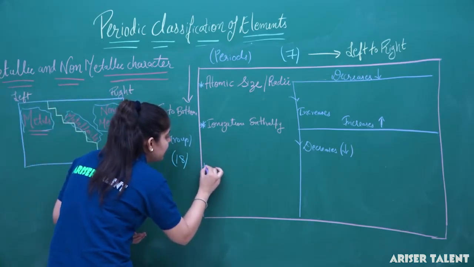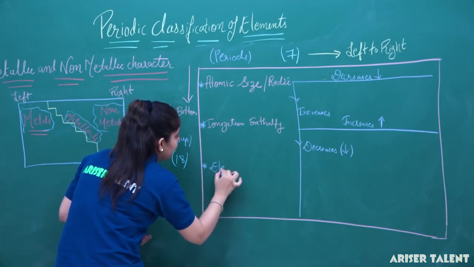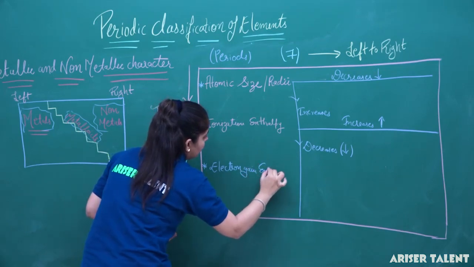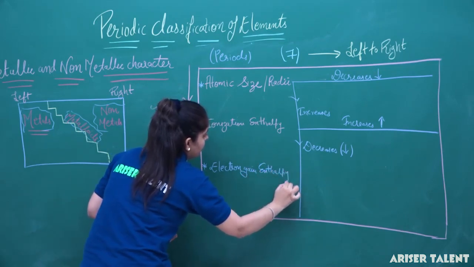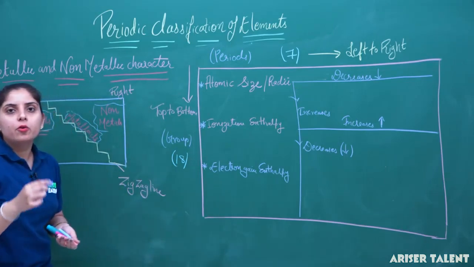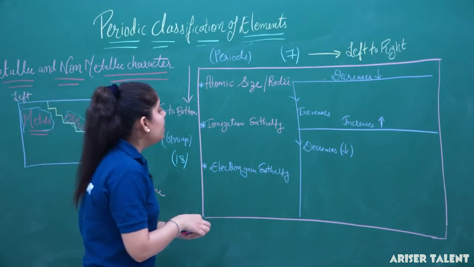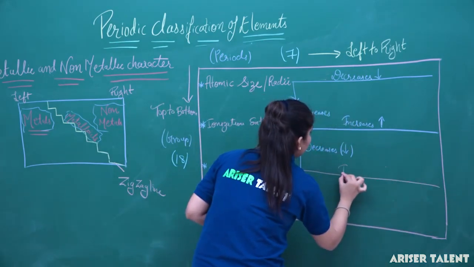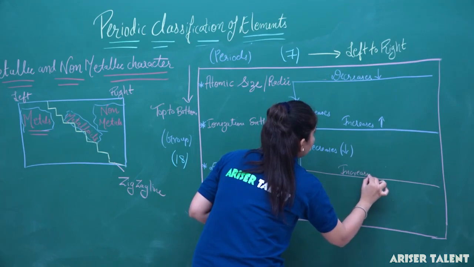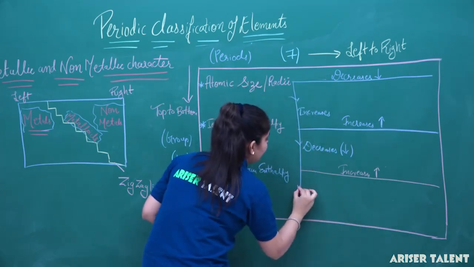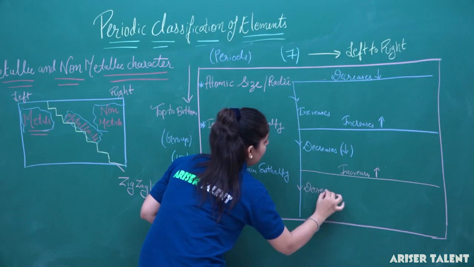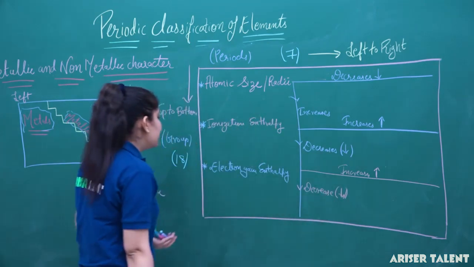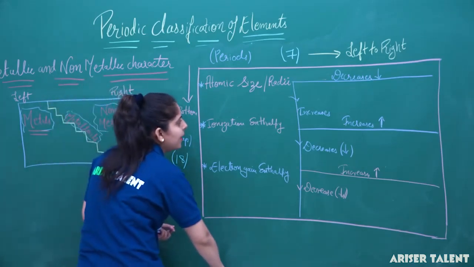Now let us consider our third factor, that is electron gain enthalpy. The same thing will be followed for electron gain enthalpy and electronegativity. In moving left to right in the periodic table, electron gain enthalpy increases, but in moving down, it will decrease from top to bottom. So this is about electron gain enthalpy.